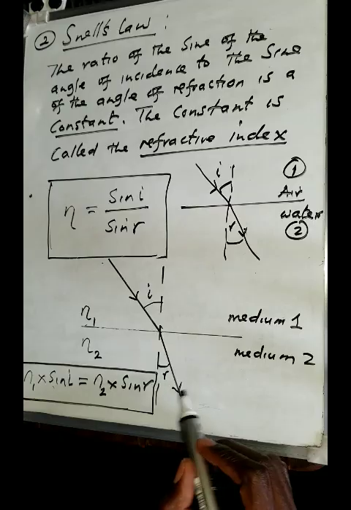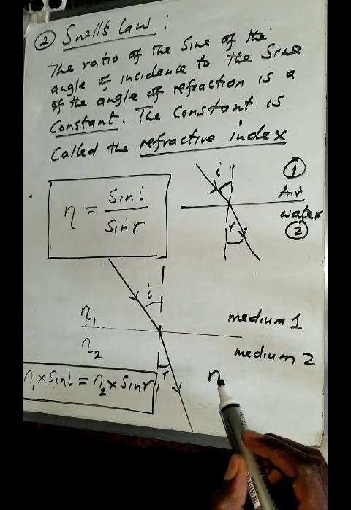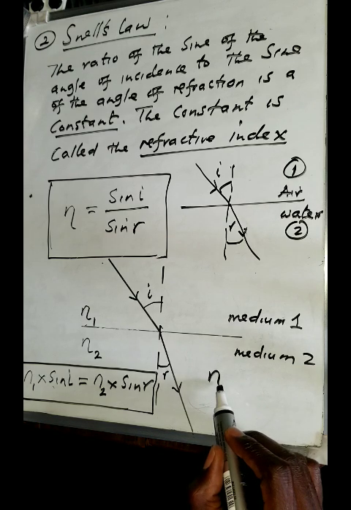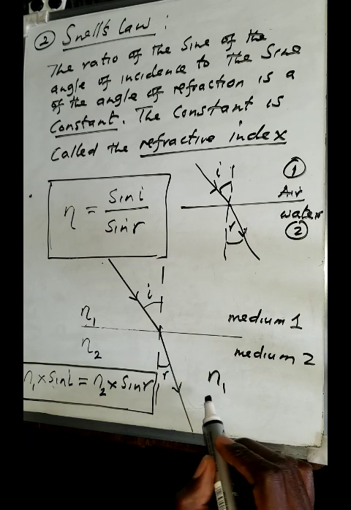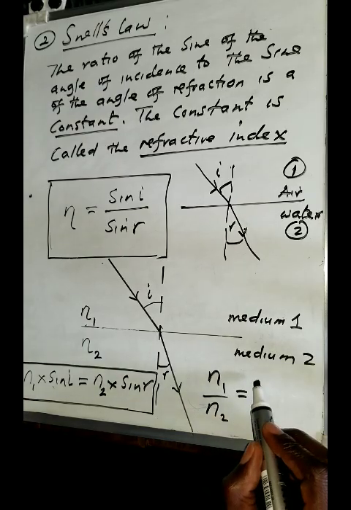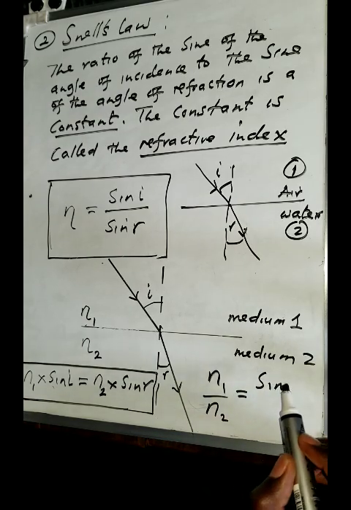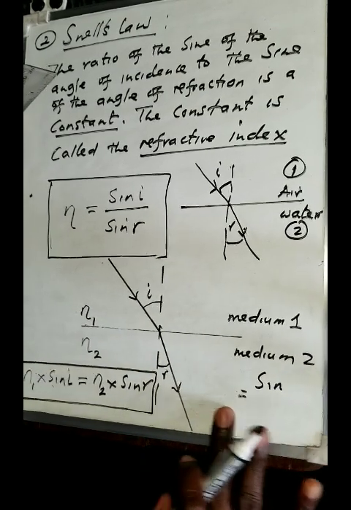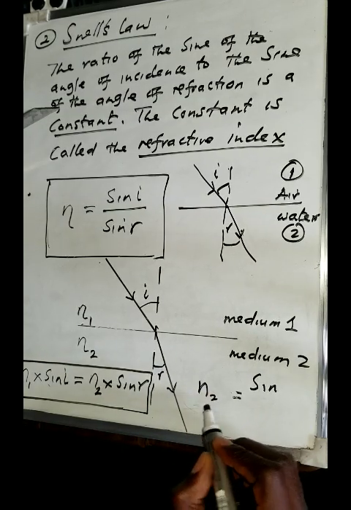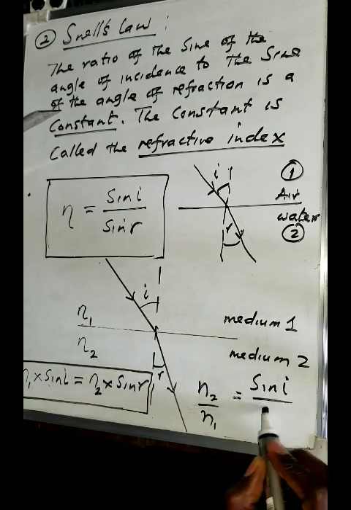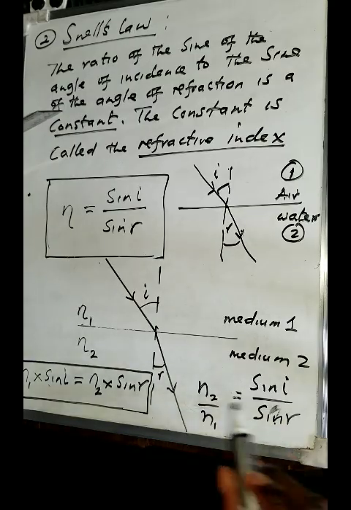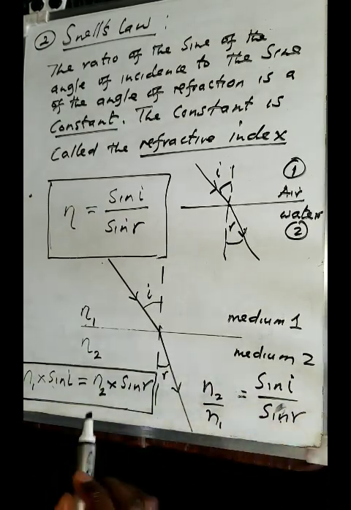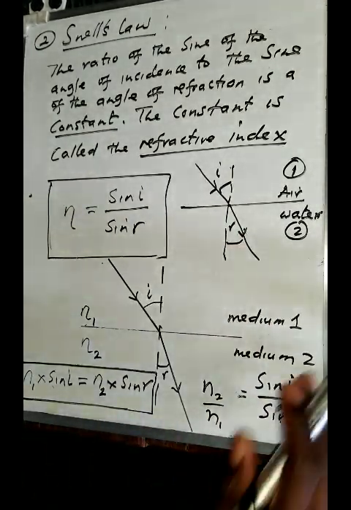Now of course when you work that out, we can see that n1 over n2 will be equal to sine r over sine i. If you want, let me start with n2 so that we mimic it: n2 over n1 will be equal to sine i over sine r. So this can actually be changed to that. As you are going to see later on, you'll be able to understand that. But you can use that, or you can use that.